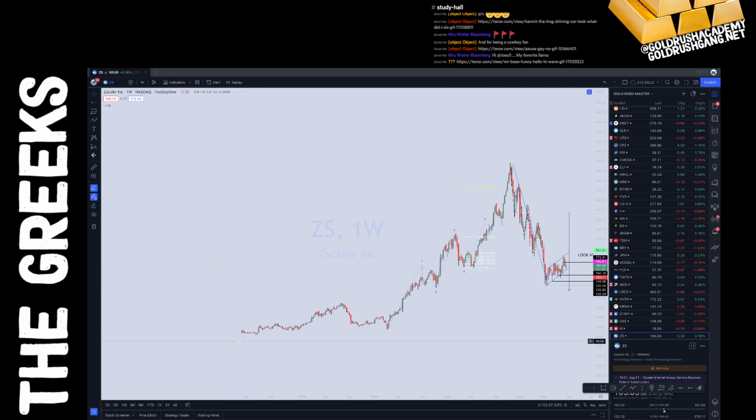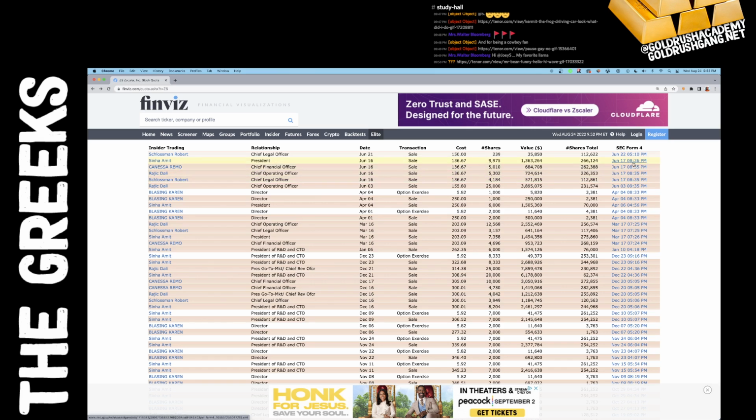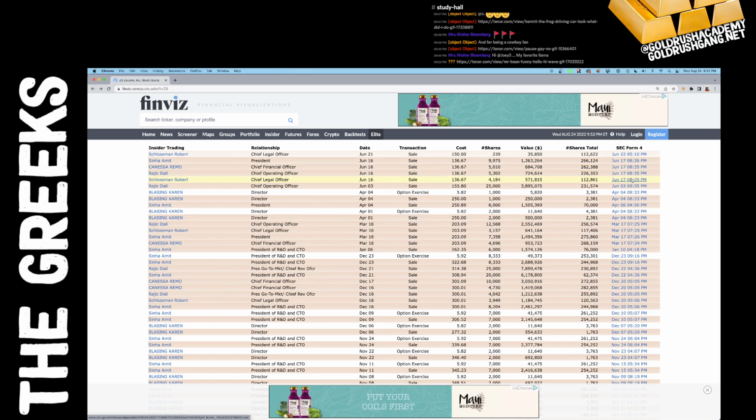So wait, ZS has only been trading for a year? No, it's been trading since 2018. The CFO and COO also basically at the same time. June 17th was a big sell day for them. So, gotta look at things like lockup periods for them. Yep. Those are different than lockup periods for employees.